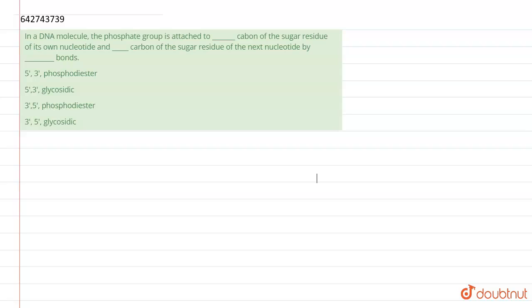Let's see the question. In a DNA molecule, the phosphate group is attached to dash carbon of the sugar residue of its own nucleotide and the dash carbon of the sugar residue of the next nucleotide by dash bonds.